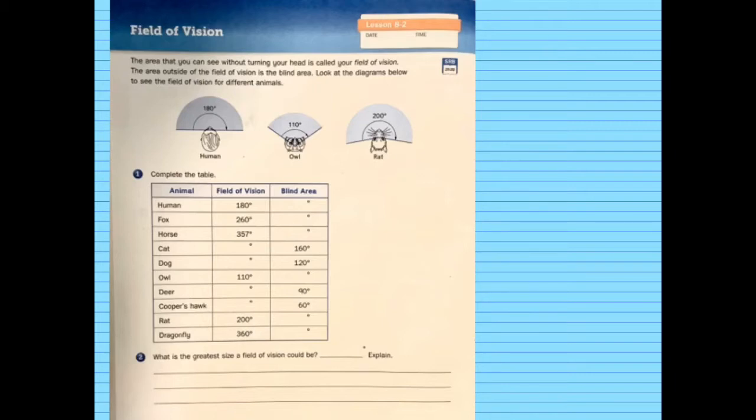Do you still see your hand even though you're not moving your head or your eyes? Right, that's your field of vision. You can still see stuff on the side, right, without turning your head to see it. That's like your peripheral vision. And that's called your field of vision.